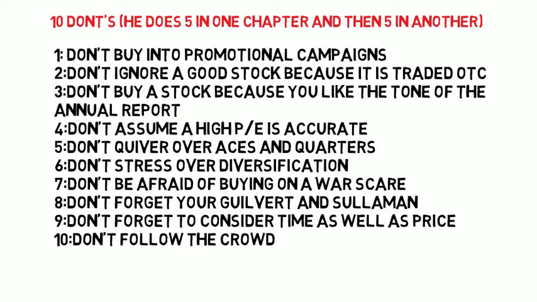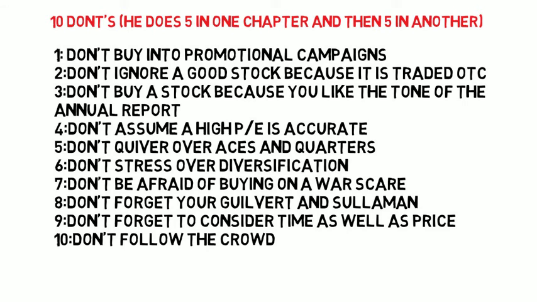The fourth don't is to not assume that the high price at which a stock is selling in relation to its earnings is an indication of growth, and that those earnings were adjusted to the price. And here he's actually talking about the PE ratio. Just because the PE ratio is huge doesn't mean that the stock is overvalued in a sense. And finally, the fifth don't is don't quiver over eighths and quarters.